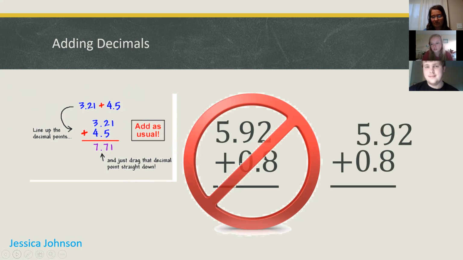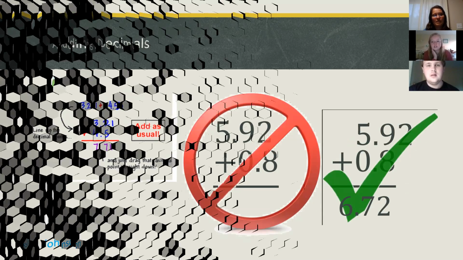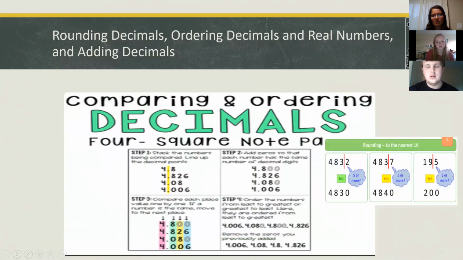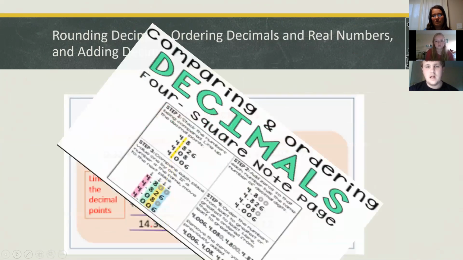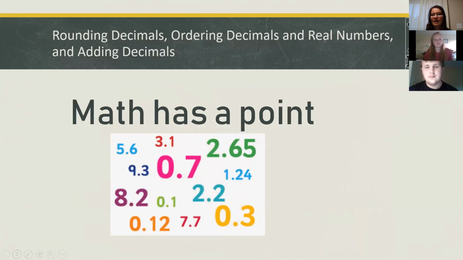Okay, so with the decimals lined up with the correct place value, we will add it like normal, and then you're going to get the correct answer, which is 6.72. That's right. This is how we add decimals. I hope that you enjoyed my presentation about rounding decimals, ordering decimals, and adding decimals. Now, I would like to turn the presentation over to Jesse.